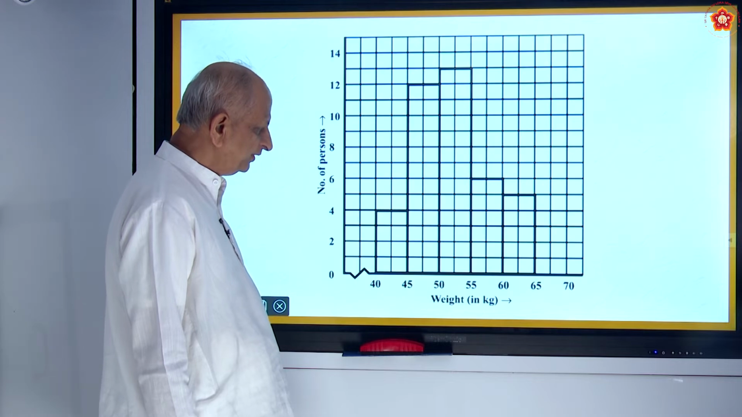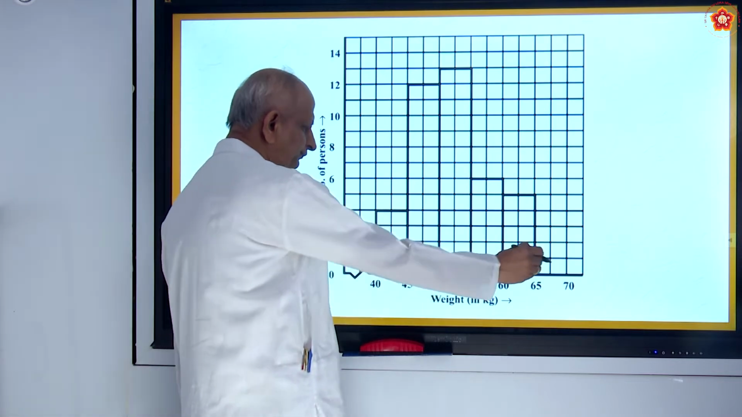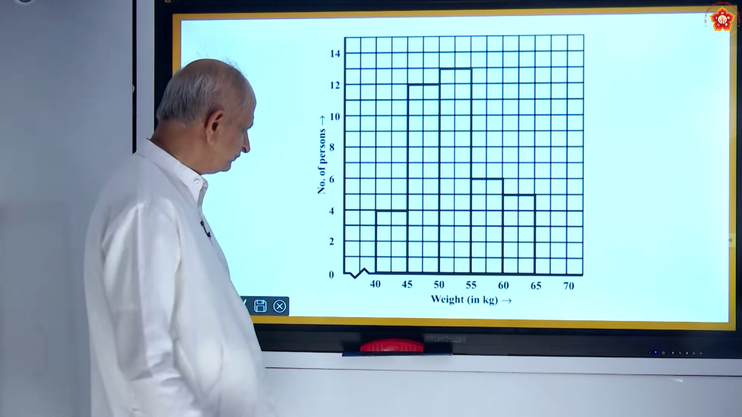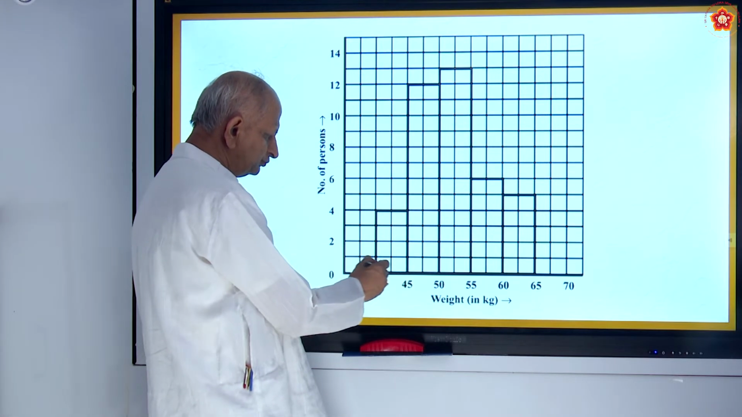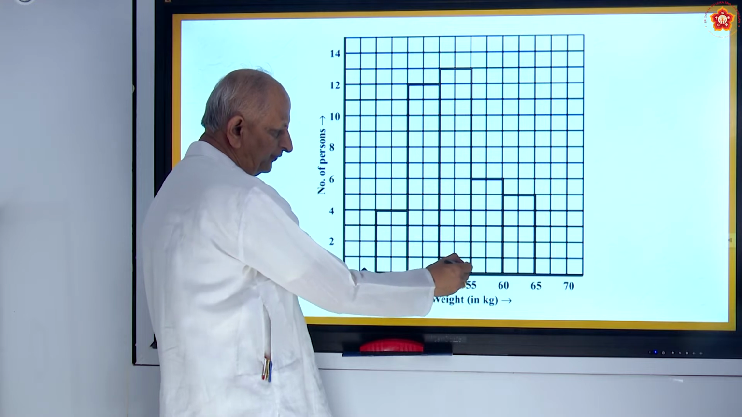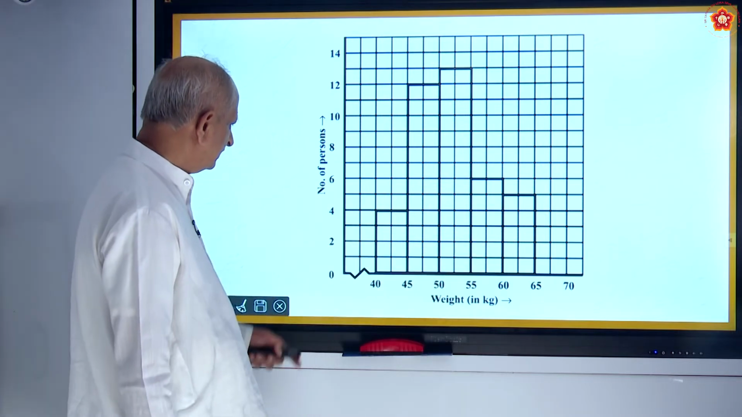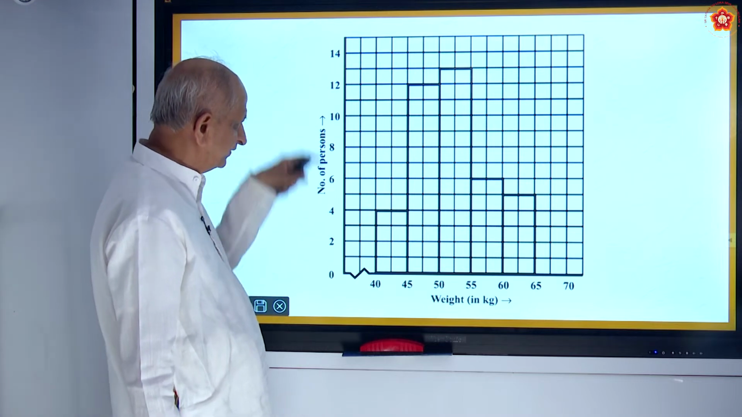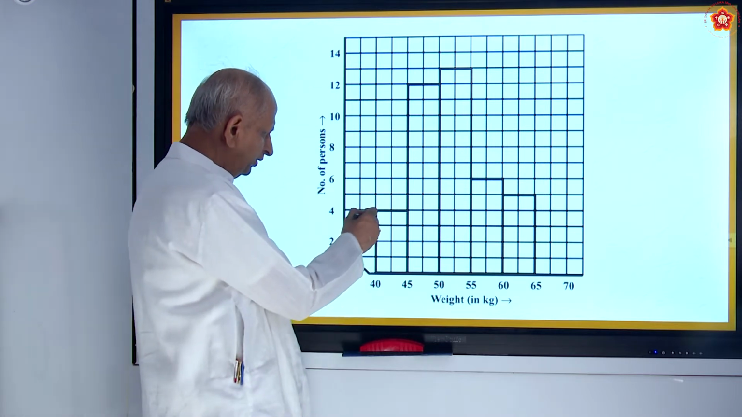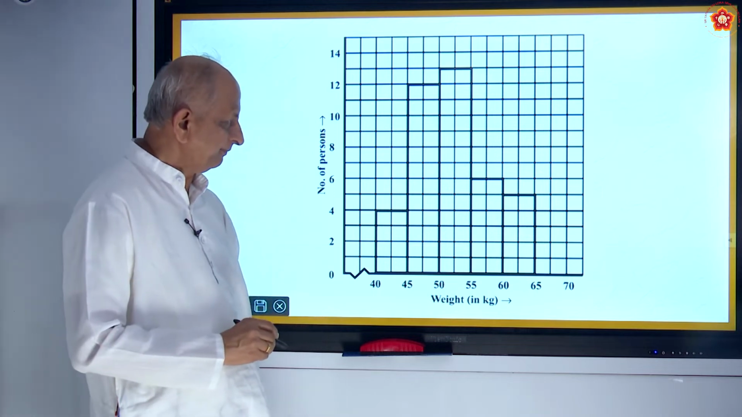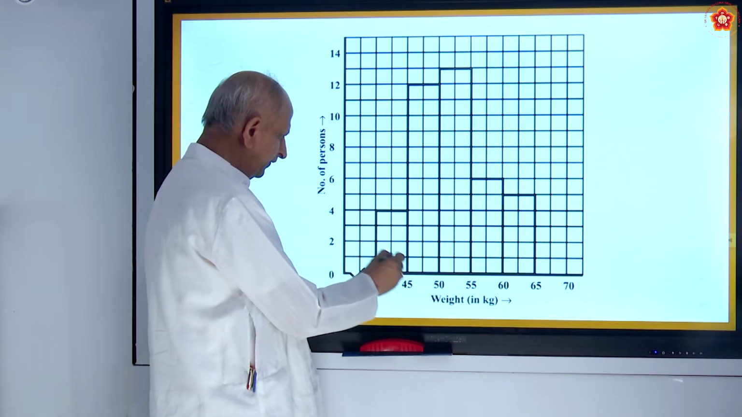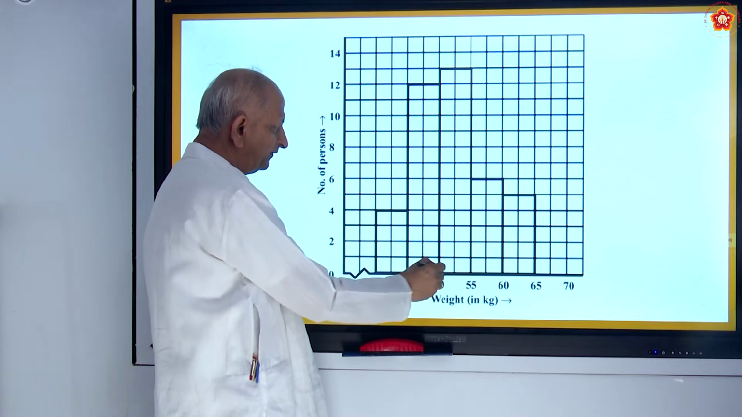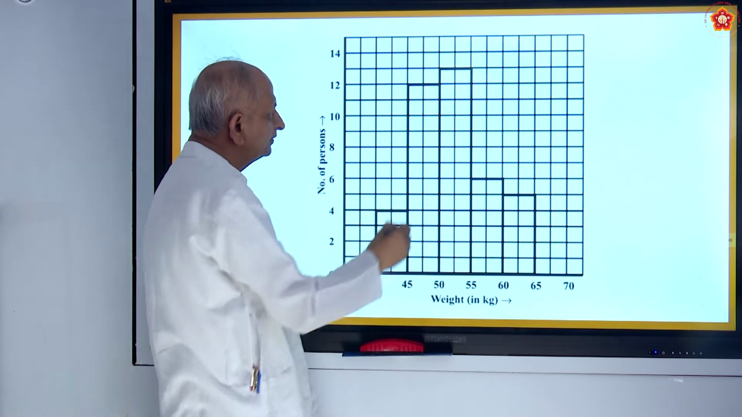Here you have to take two axes. One is called the x-axis. We are showing weight in that, which is nothing but class intervals. So 40 to 45, 45 to 50, 50 to 55, like that. And then the number of persons, also called frequencies, are shown on the y-axis. And then you have to draw the histogram. See, from 40 to 45, there are 4 persons, so draw a line like this. And 45 to 50, there are 12 persons.